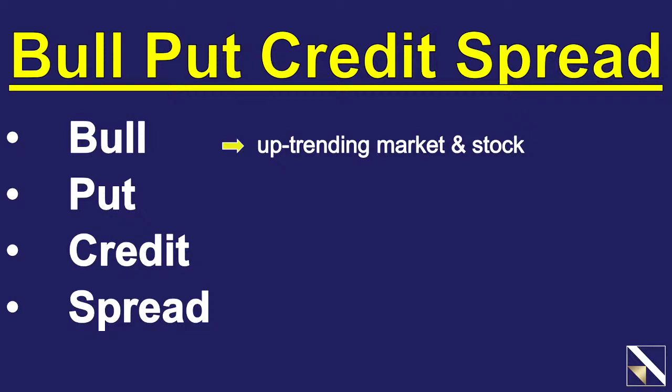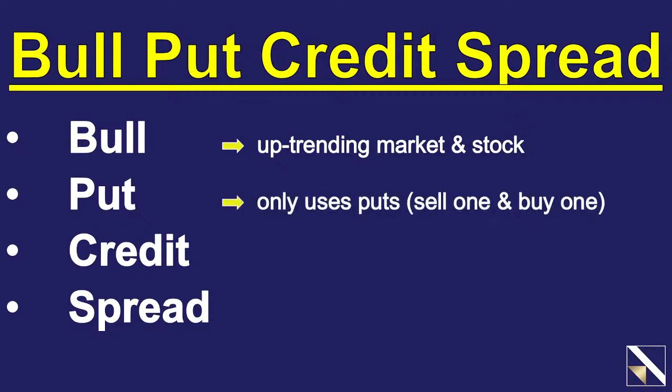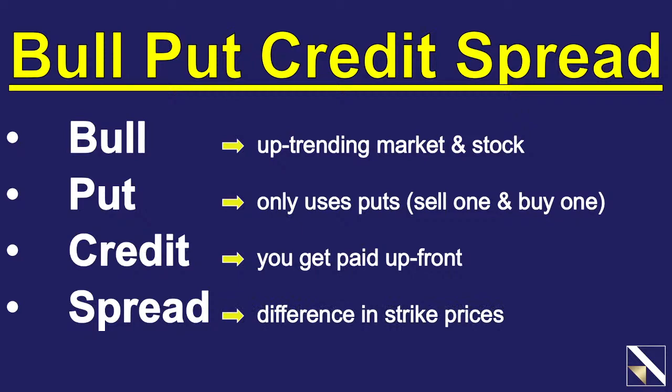The second part, put. That means this trade only uses puts. So you're going to be selling a put and buying a put at the exact same time. That's the spread. You know, we're not naked. We're going to sell and buy a put, but only puts. Credit means you're going to get paid up front, and spread, that's the difference between the strike prices of the put you sold and the one that you buy. That is how we're going to control risk. Okay, and we'll talk about that in just a second.